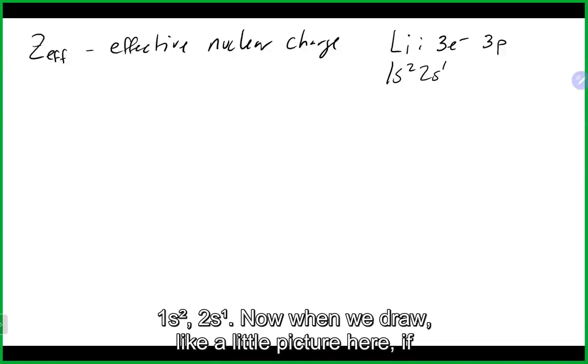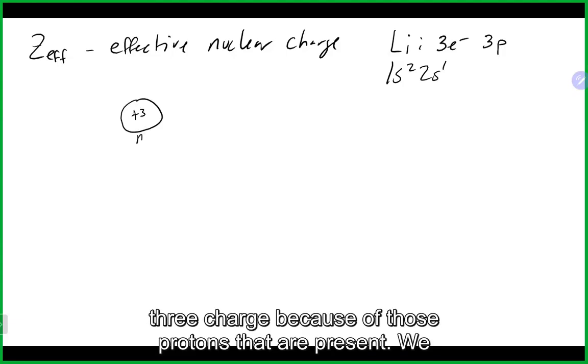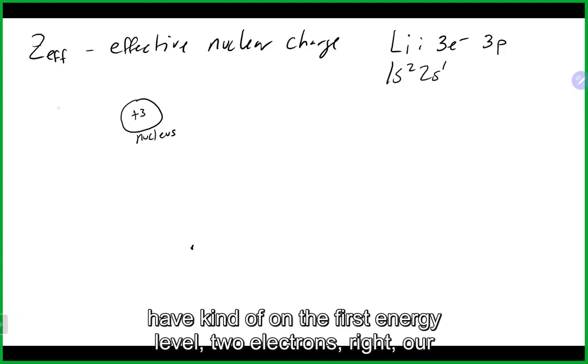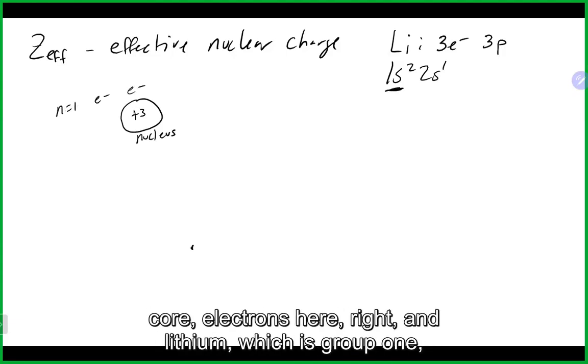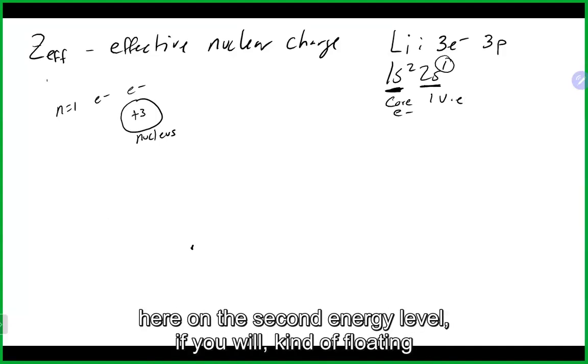Now, when we draw a little picture here, we have our lithium nucleus that has a +3 charge because of those protons that are present. We have on the first energy level 2 electrons, our core electrons here. And lithium, which is group 1, would have 1 valence electron. It would be this guy right here on the second energy level, kind of floating around randomly out there.